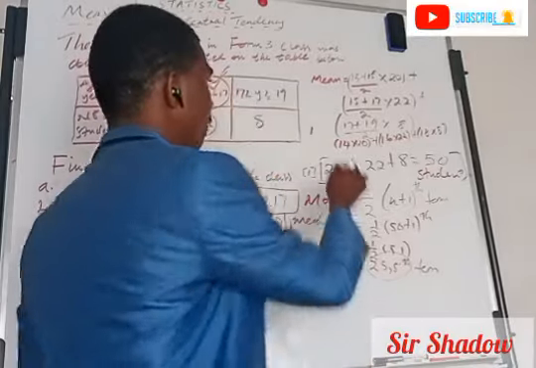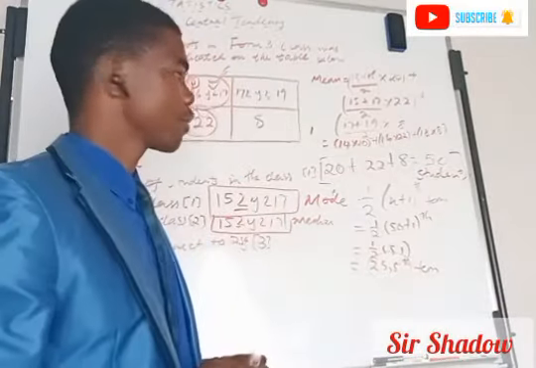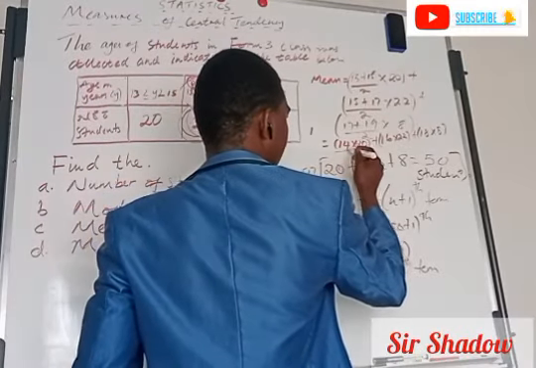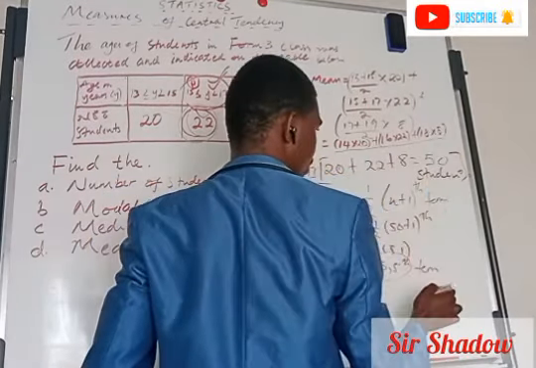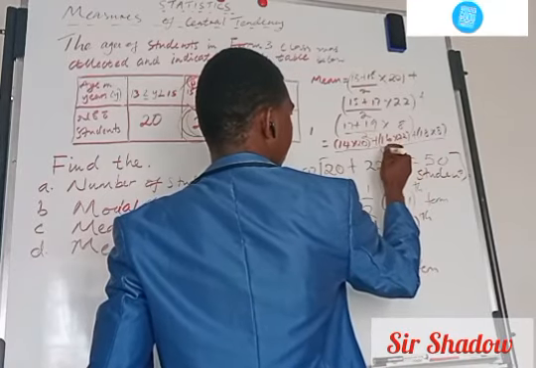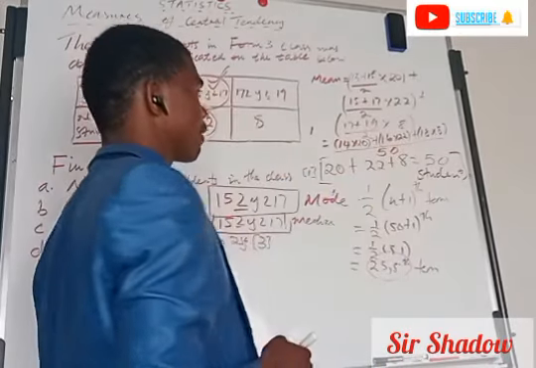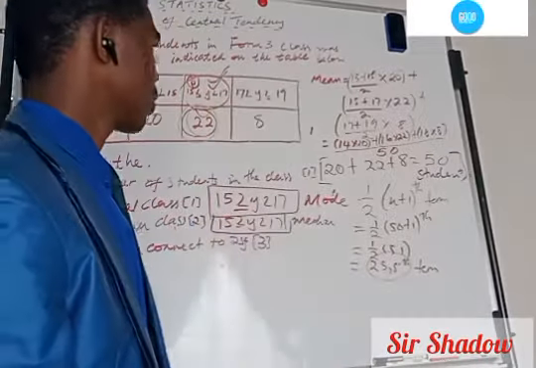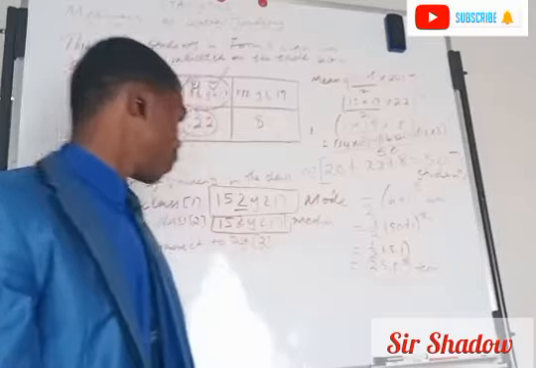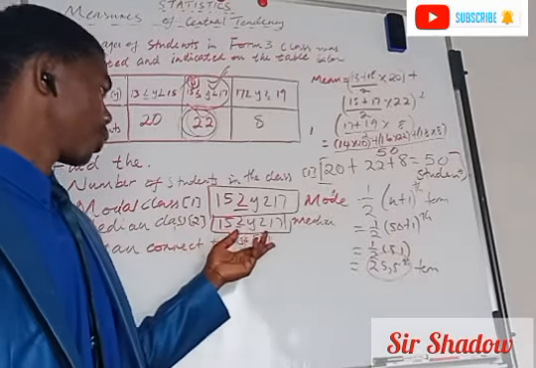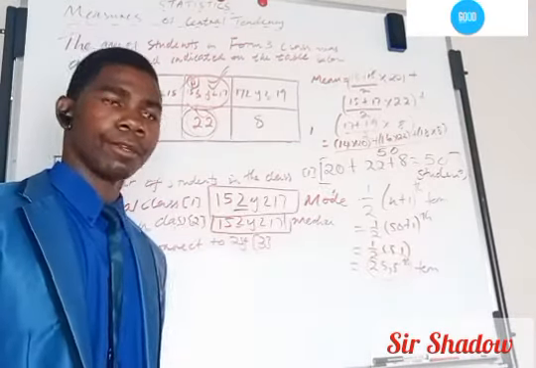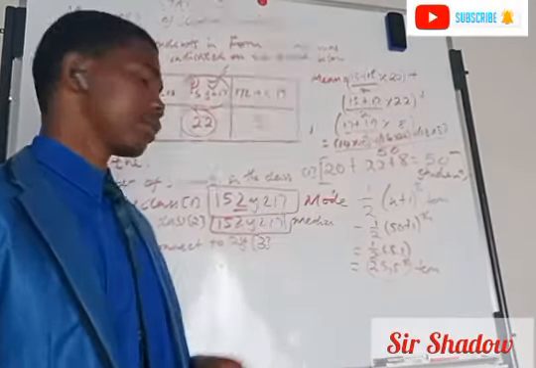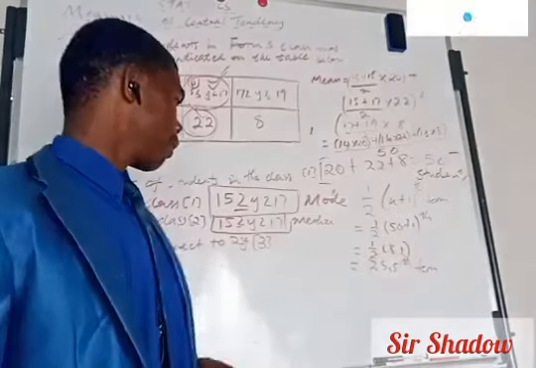Then we have to simplify all these values, then divide by the number of students in the class. The number of students in the class is 50. Right. After simplifying this, you have to round your answer to 2 significant figures, 2 SF.